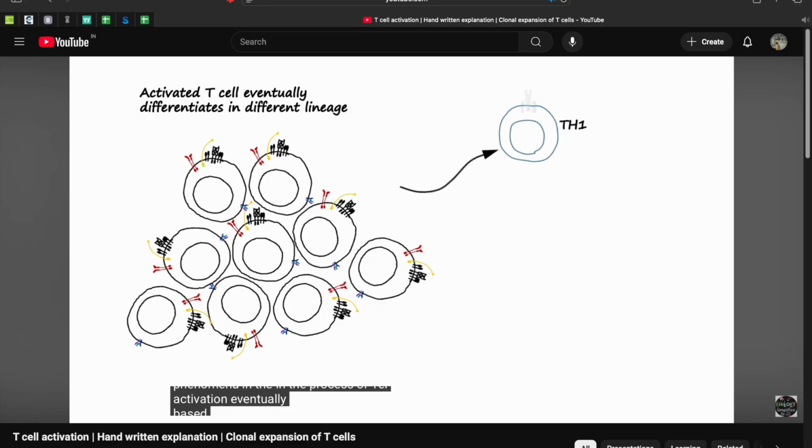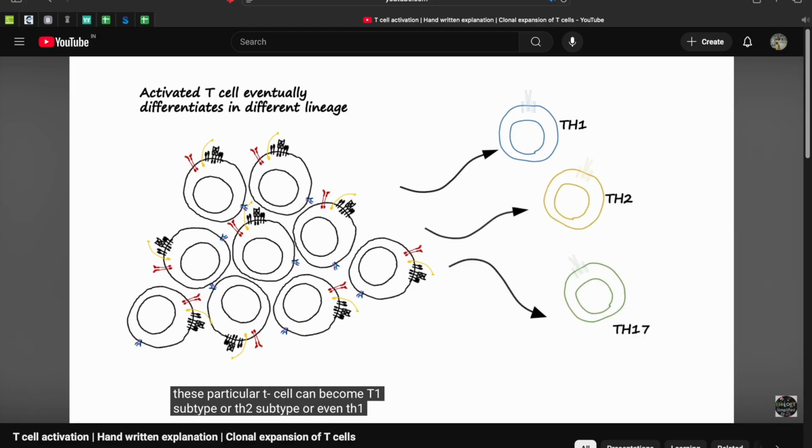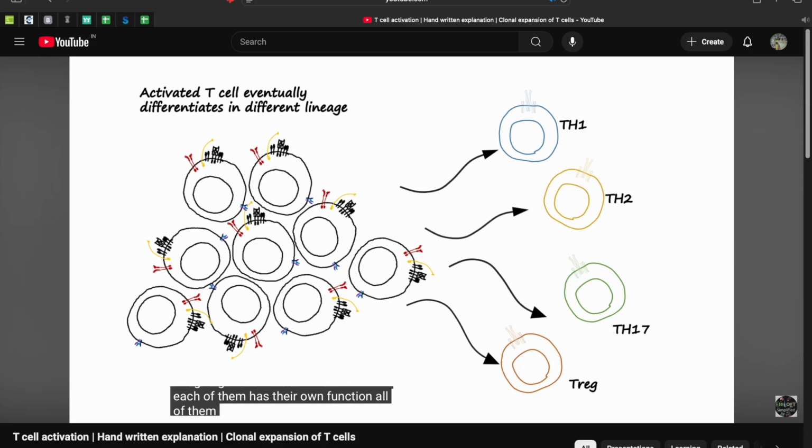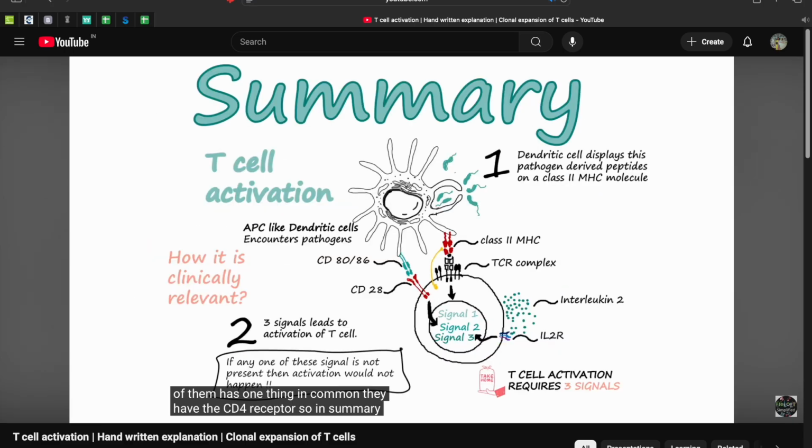Eventually, based on what type of pathogen was there and what type of cytokine signaling is available, these T cells can become Th1 subtype or Th2 subtype or even Th17, T regulatory, etc. In a separate video, we are going to focus on each of them, and each of them has its own function. All of them have one thing in common: they have the CD4 receptor. So in summary, T cell activation requires 3 signals, which we talked about. You can take a quick screenshot of this and it would be useful for you.